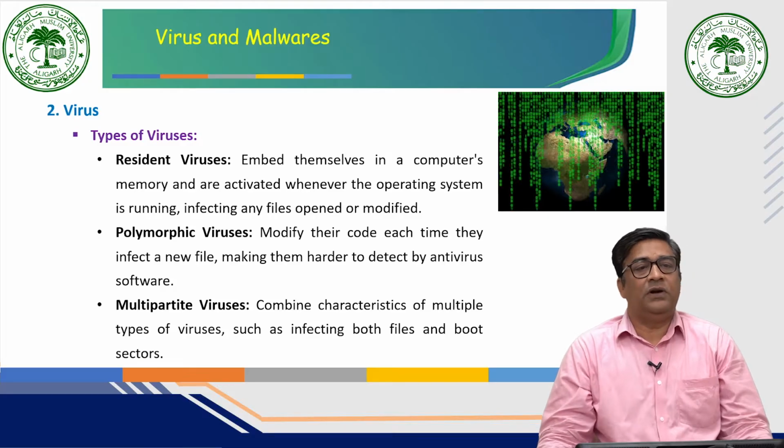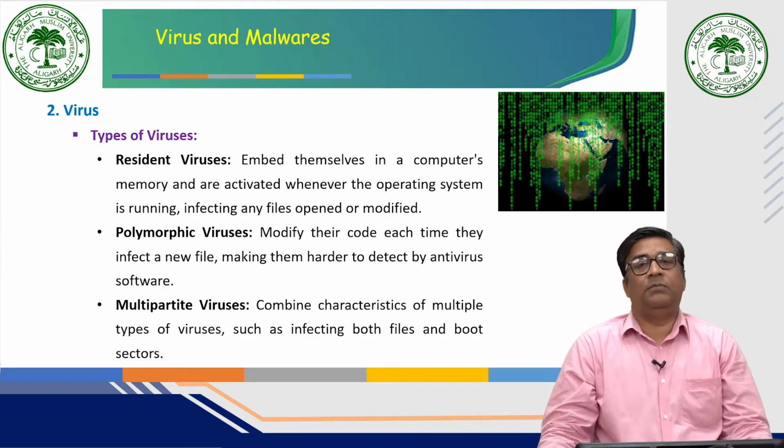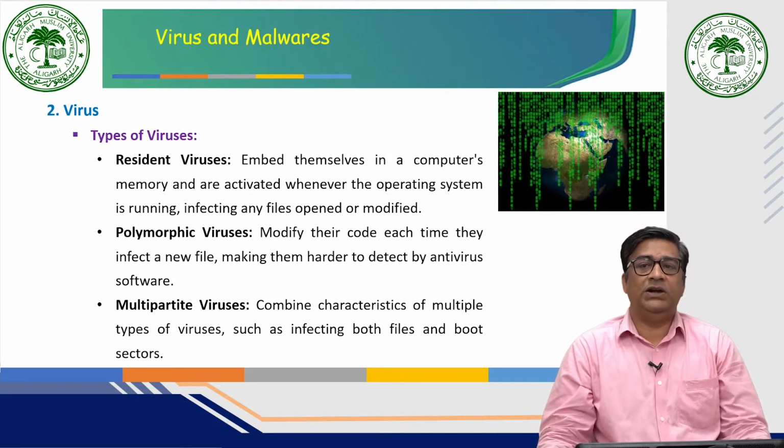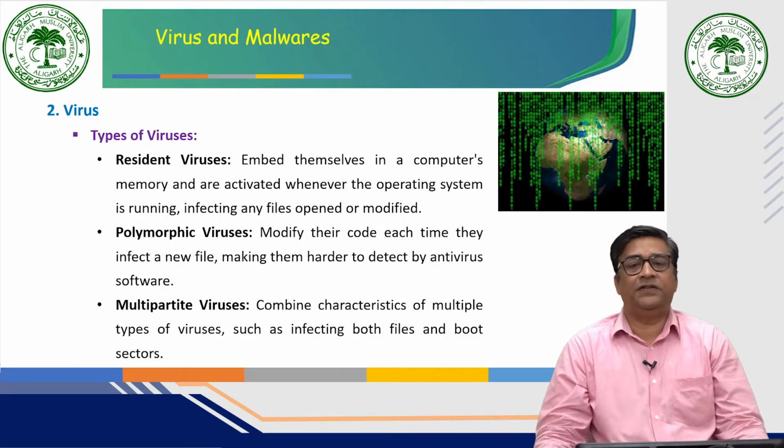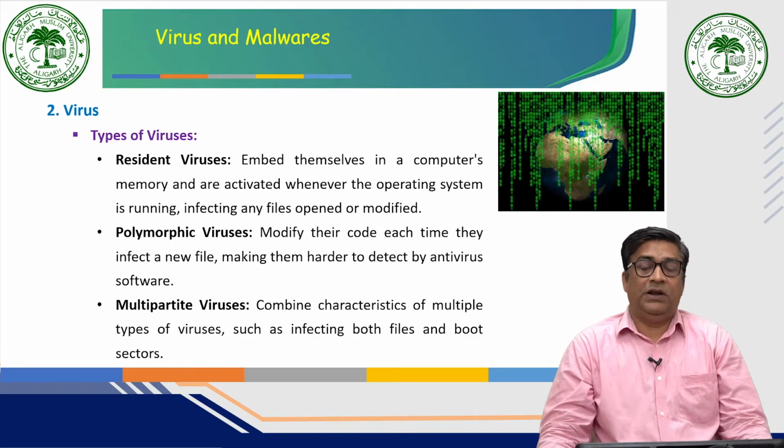The next type of computer virus is polymorphic viruses. These types of viruses are designed to evade detection by antivirus software by modifying their code each time the file is infected. By altering their signature, these viruses make detection challenging and require more advanced scanning techniques like heuristic analysis for detection. Polymorphic viruses are highly adaptive, enabling them to persist longer in the infected system.